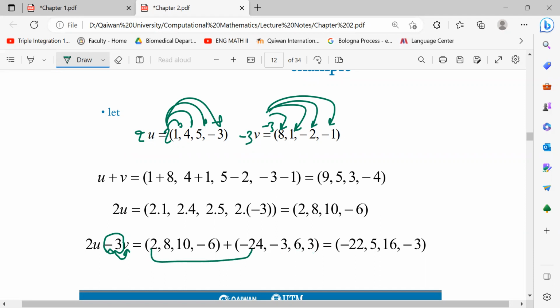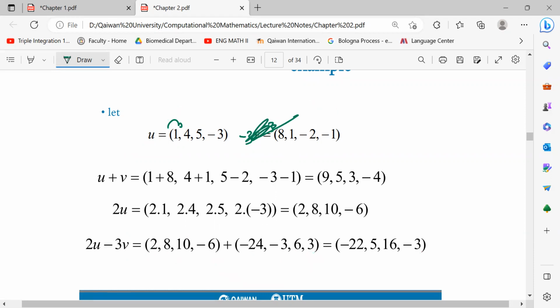2 and negative 24 is negative 22. 8 plus negative 3 is 5. 10 plus 6 is 16. Negative 6 plus 3 is negative 3. So this is 2u minus 3v. That's it. This is 2u minus 3v. It's just to know how to multiply vectors by a scalar and how to add and subtract vectors.